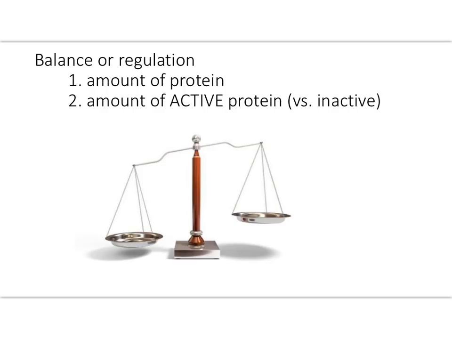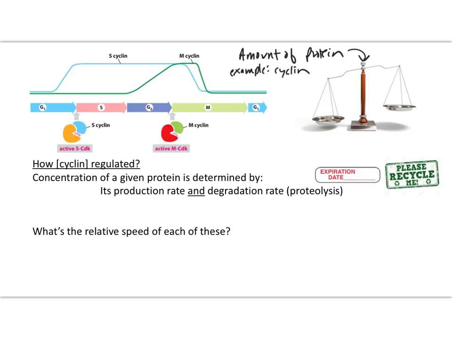The other example looks at how the amount of active protein versus inactive protein is regulated. I used a balance here to think about those two processes and how they can modulate back and forth. The first one we're going to talk about is the amount of protein, in other words, the concentration of the protein, and the example we're going to use is a cyclin.